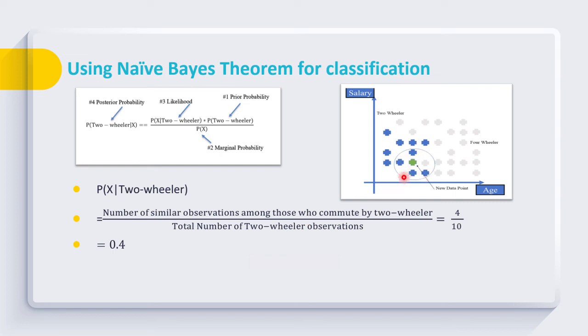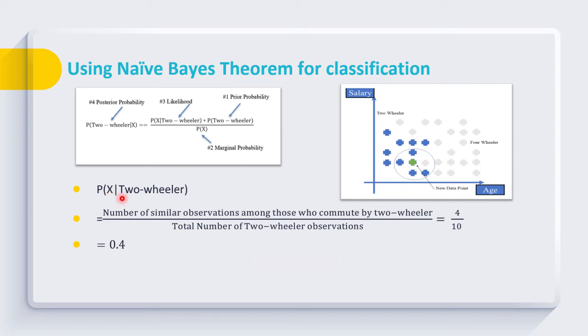So number of similar observation among those who commute by two-wheeler. So in this area I have only 4 data points, so that number will be 4 divided by total number of two-wheeler observations, which are 10. So its value will be 4 divided by 10, which is 0.4. So the probability of x given two-wheeler will be 0.4. Again, we can understand this.